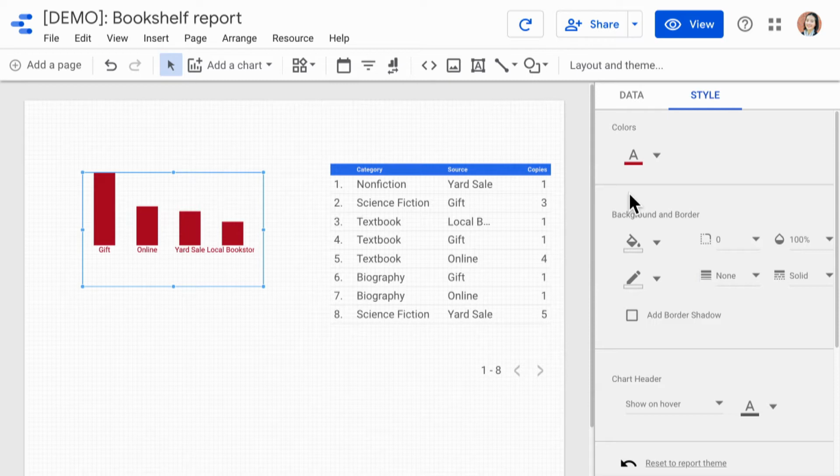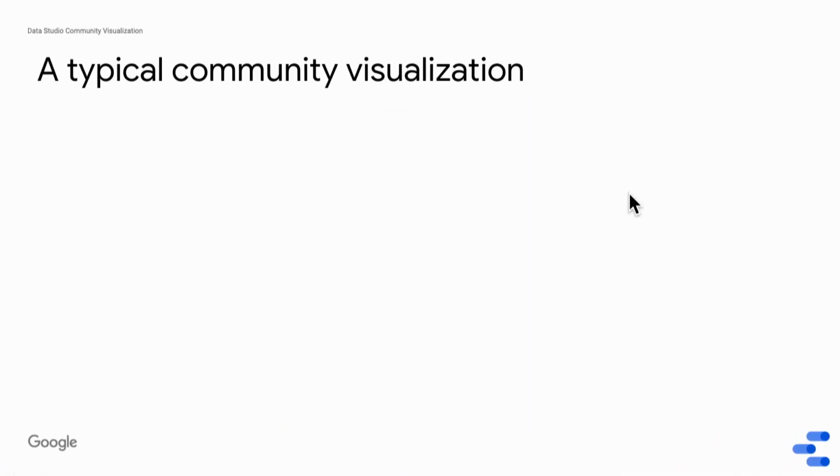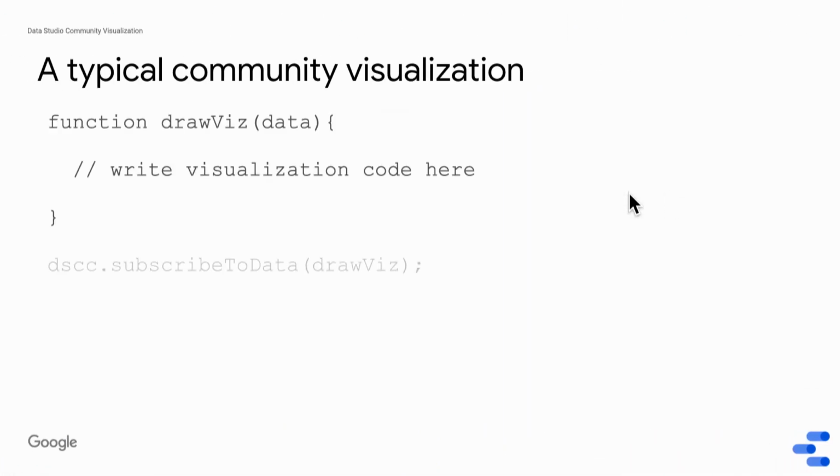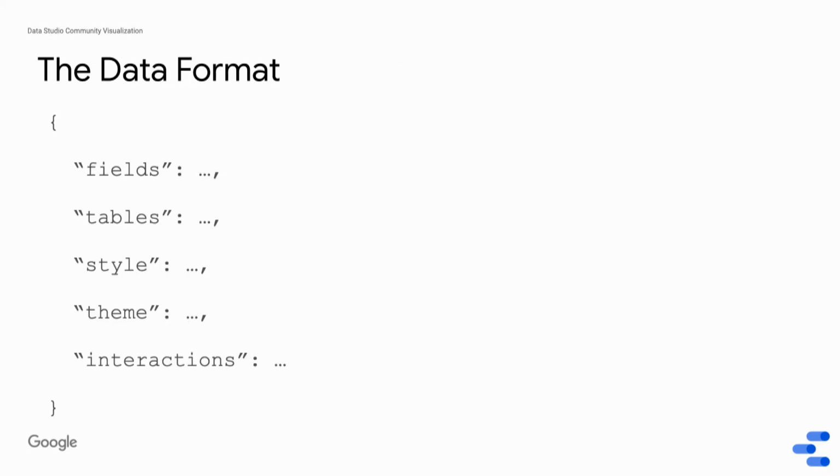To do that, let's take a closer dive into the data that Data Studio provides to the community visualization. Generally, when you write a community visualization, you define a callback. In this case, I'm calling it drawVis, that is called every time Data Studio sends a message to your community visualization. And that's where you would say, I got this data, let's make a chart out of it. But what's actually in that data? Data Studio provides 5 different things in the data that it gives a community visualization. You have fields, tables, style, theme, and interactions.